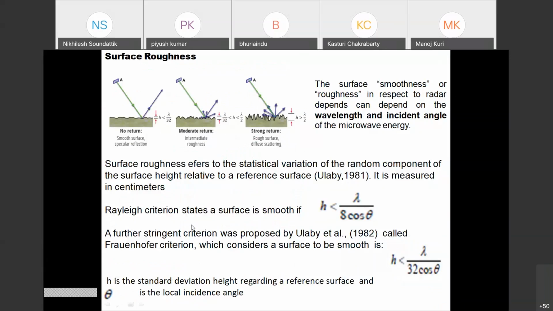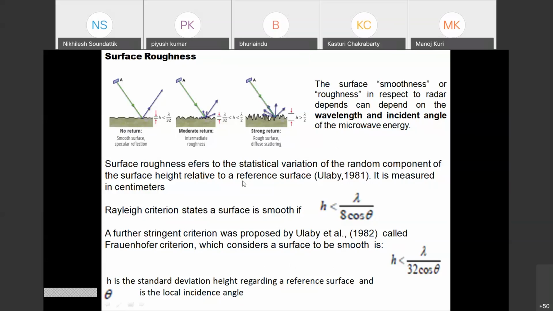Then how is it defined? The surface roughness, H, is actually a function of the wavelength and the incident angle. That's why we say that a surface may be smooth to a certain wavelength and incident angle, but the same surface may be rough to another incident angle and another wavelength. So depending on the wavelength you are using, the interpretation has to change accordingly.